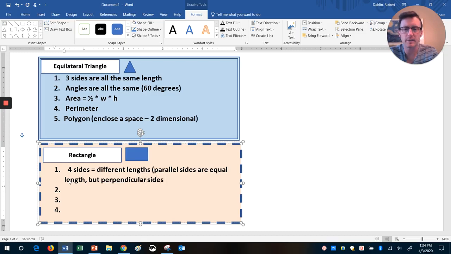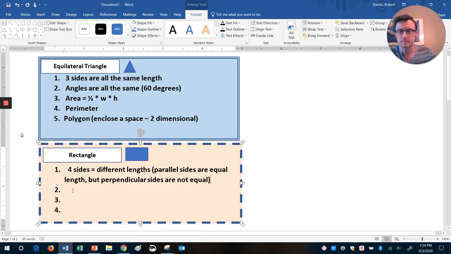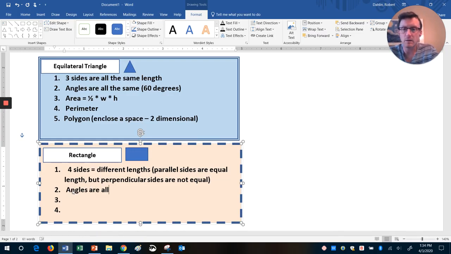But perpendicular sides are not equal. Again, perpendicular is like forming a right angle, where the two lines meet. So perpendicular sides are not equal, parallels are. A rectangle also has angles, and they are all the same angle, just like a triangle, except they're a different angle. They are 90-degree angles.